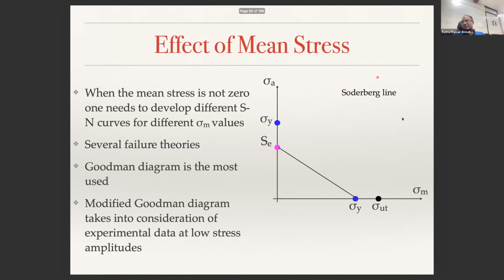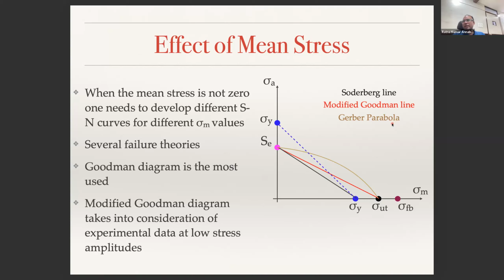But then later Goodman said, okay, on the x-axis, although you are saying failure when zero mean stress is there, failure is not for a brittle material because of the yielding, but because of the fracture. That is why you should not take yield, but you should take ultimate tensile strength. And that is your modified Goodman diagram. That is what we have seen in the previous discussion. And instead of connecting with a straight line, if you connect it with a parabola, then that becomes your Gerber's parabola.